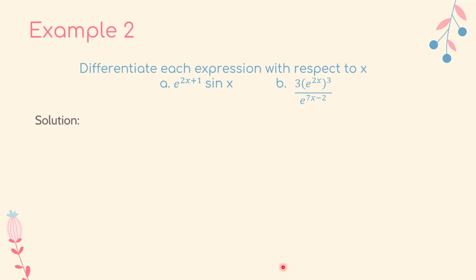Let's use it in example 2. Differentiate each expression with respect to x. Here, e to the power of 2x plus 1 is multiplied by sine x, so we will apply the product rule. We have u as e to the power of 2x plus 1, so u prime is 2 times e to the power of 2x plus 1, and then v, which is sine x, so that v prime is cos x.